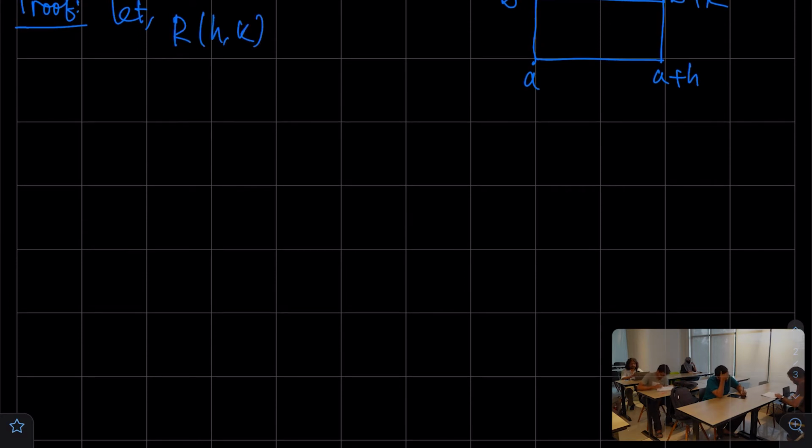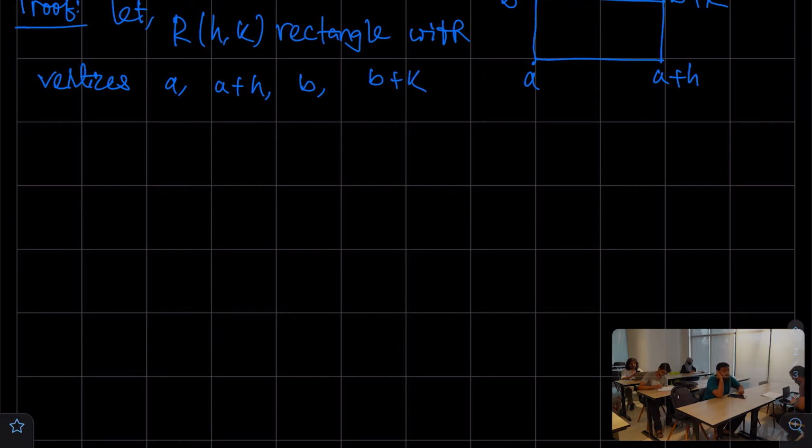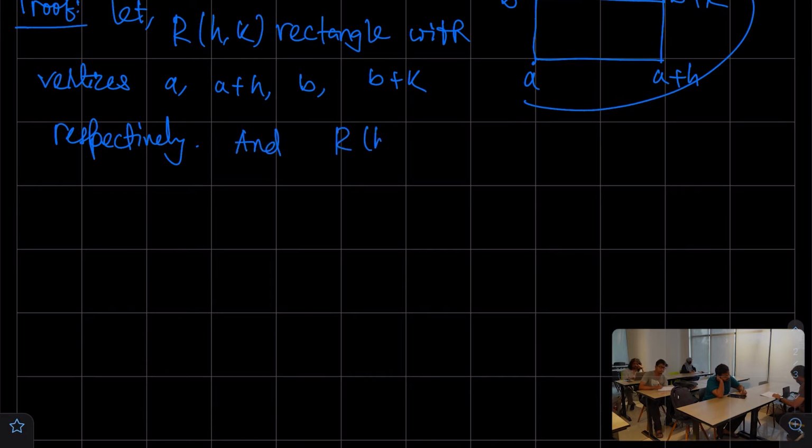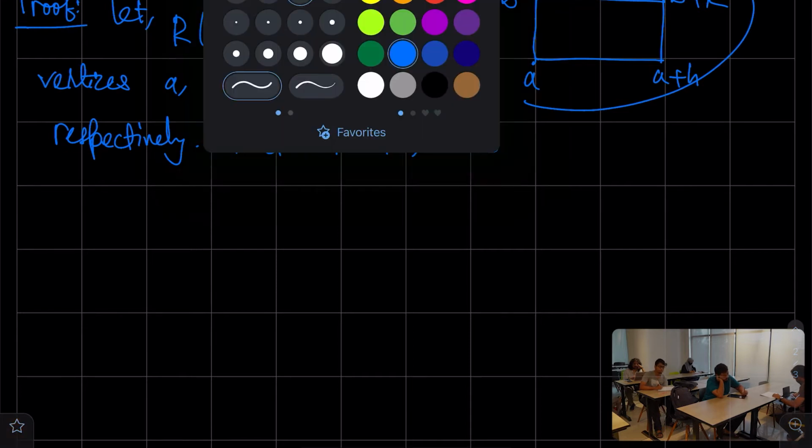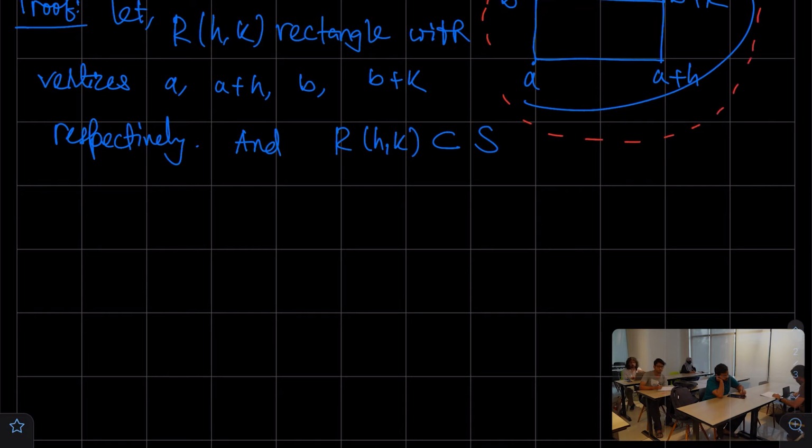Let R_{h,k} be a rectangle with vertices A plus H, B plus K, respectively. So I'm going like this, that's why my "respectively" goes like this. And R_{h,k} is contained in S. So my S is something like this. This is how people draw an open set: a dashed line, because the boundary is not there. But you need to put something at the place of a boundary.